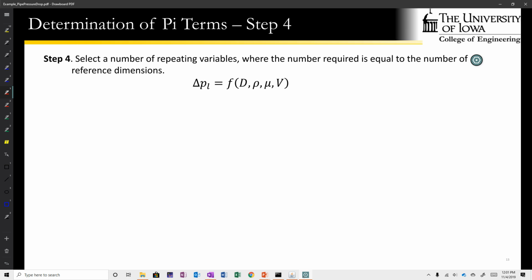My recommendation for picking repeating variables is usually what's done is to pick those that are basically the simplest. Start out with one that represents a single dimension, pick one that represents 2 dimensions, and then another one that has 3 dimensions. And that guarantees that you'll be good in the sets that ensue. So for example, a single dimensional variable, diameter, right? That contains only length.